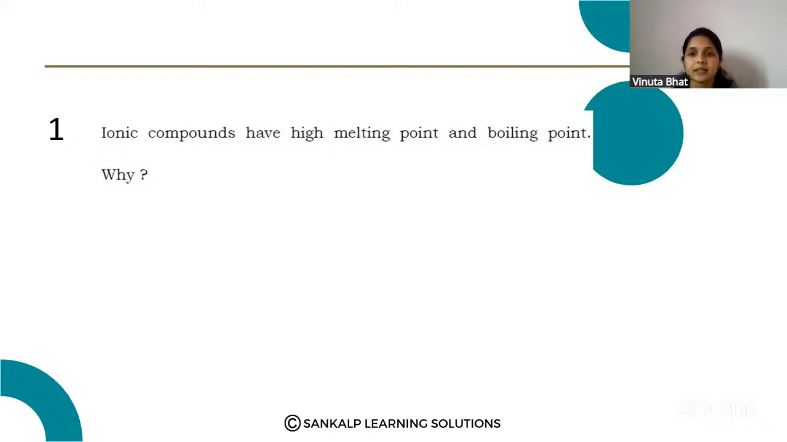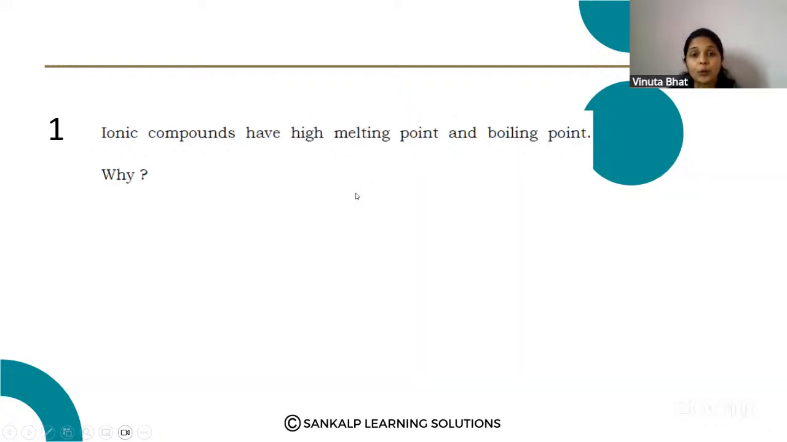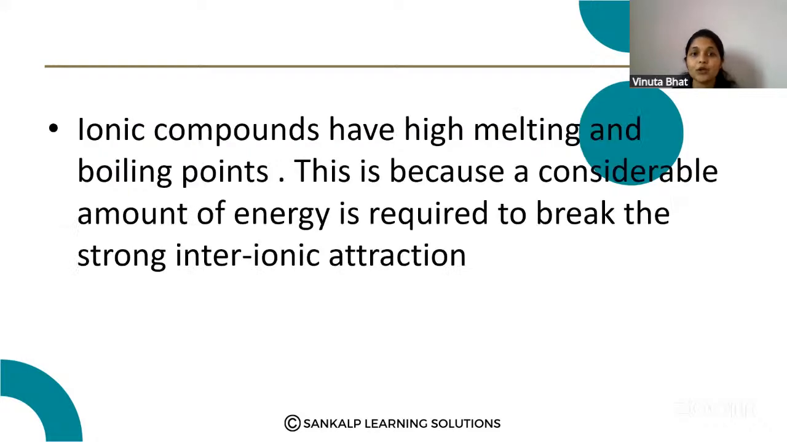Next, we are discussing the 1 mark questions. Let us start the 1 mark question discussion. The first question is, ionic compounds have high melting points and boiling points. Why? This is because a considerable amount of energy is required to break the strong interionic attraction.